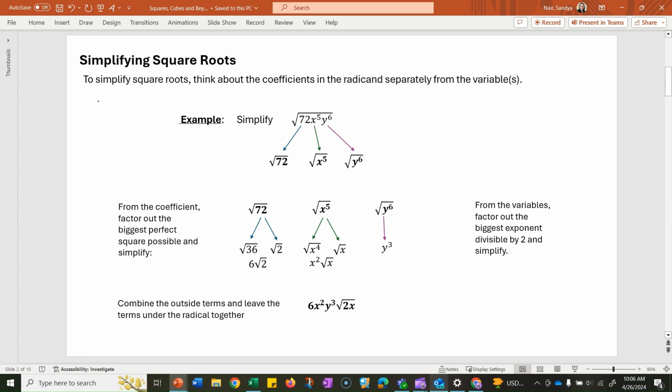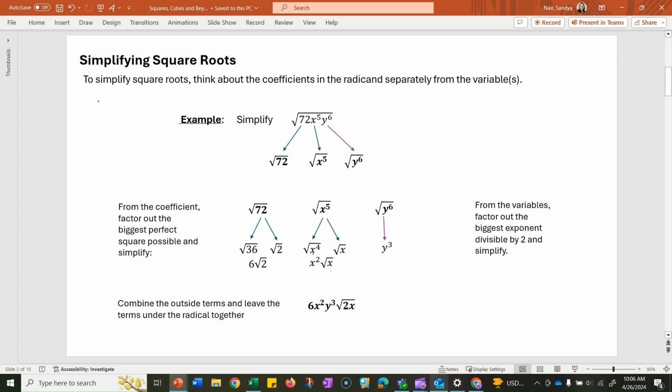We find the biggest perfect square that evenly divides 72, which is 36, and when we simplify it, we get 6 times the square root of 2. When we work with the variables, we want to find the biggest exponent that's divisible by 2, but less than the exponent we have. So for example, x to the fifth, we're going to rewrite as x to the fourth times x. Then when we take the square root of x to the fourth, all we have to do is cut that exponent in half, and we have x squared. So this is going to become x squared square root of x.